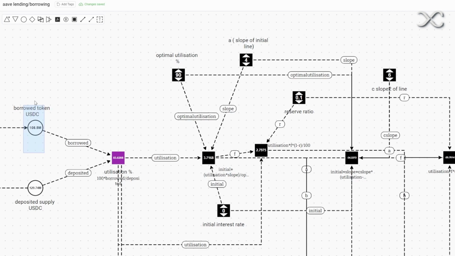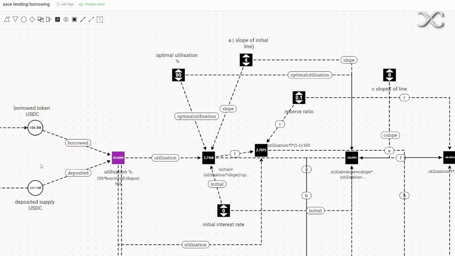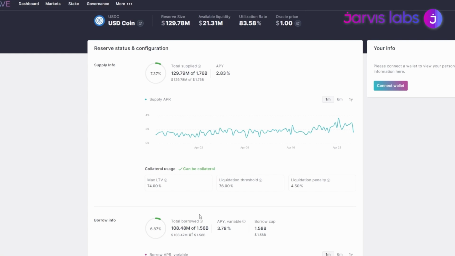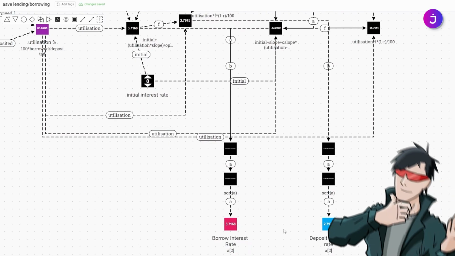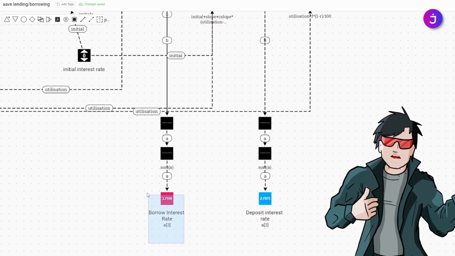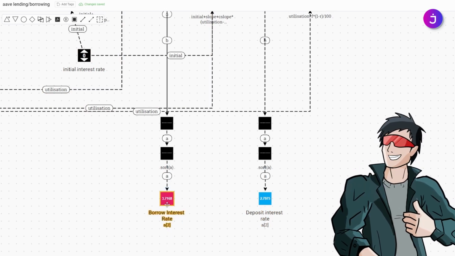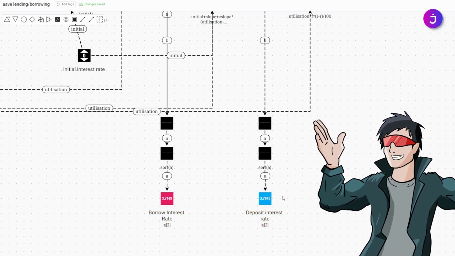Here we have 108.5 as we saw on this landing page here. And we have 129.74 million being deposited right here. And this gives us a utilization rate of 83.62. When fed through the formula, you can see it results in a borrow rate of 3.716% and a deposit rate of 2.8.